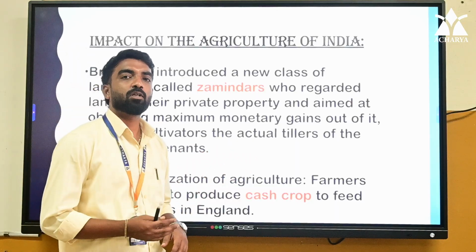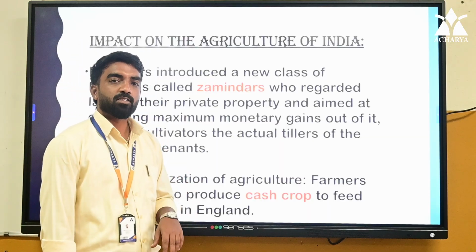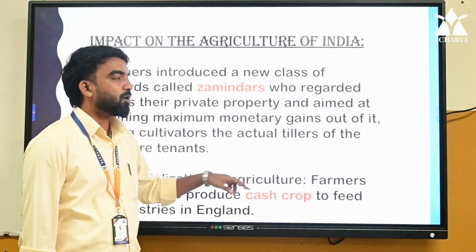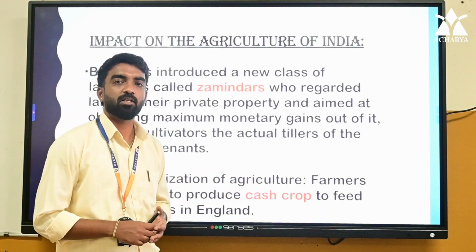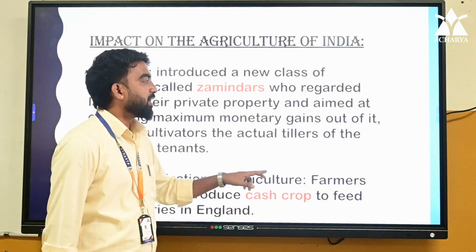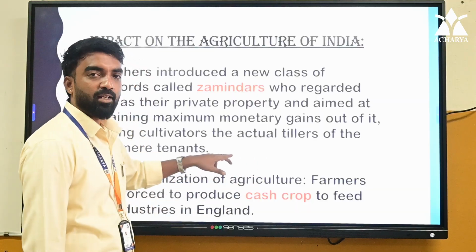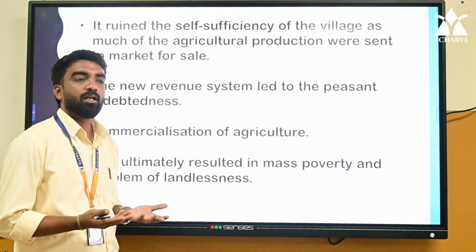So Britishers forced Indians to grow cash crops. This resulted in scarcity, a shortage of food crops, and led to famines, starvation, and many more things. You might have read about the famous or infamous Bengal famines. As much of the agricultural production was sent to the market for sale.